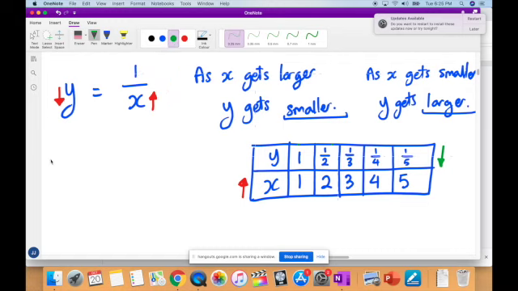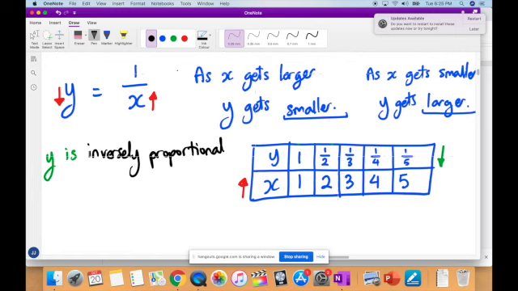And so we say here in this case that y is inversely proportional to x. Notice the difference in the terminology. Directly proportional means that they're both in the same direction all the time. Inversely proportional means that they both go in opposite directions all the time. And we write it like this: y, this is the proportional sign, and we put inversely proportional to x.